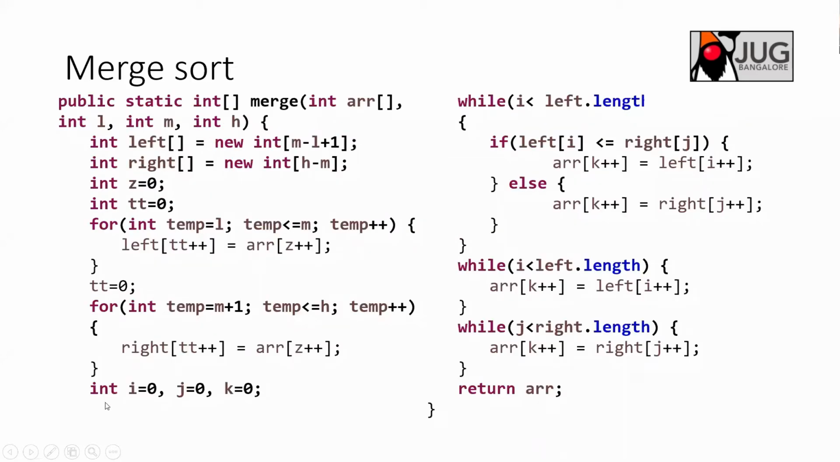Right. And then what you do, you declare and initialize some variables: i equal to 0, j equal to 0, k equal to 0. And then here is the logic you apply. You start with i less than left.length and j less than right.length. Sorry, j is for right. So basically, what you're doing is comparing. Let me show you that in this case, right? So merge this.